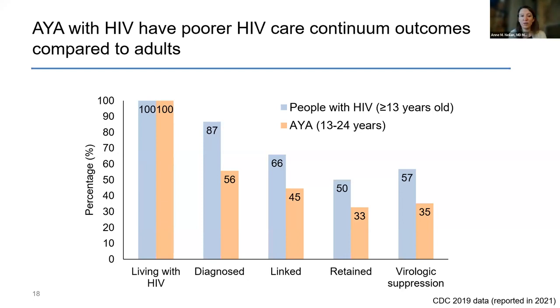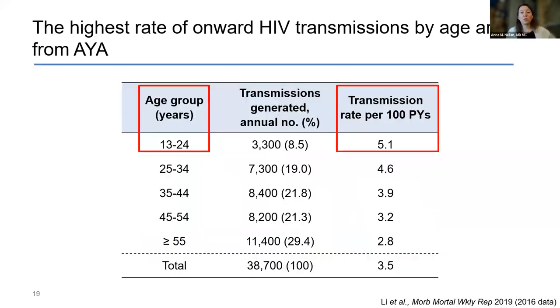Ultimately only 35% are virologically suppressed, if we consider a denominator of all those who have HIV. Those who are undiagnosed or who are not virologically suppressed miss opportunities for treatment and improved individual health, and also may contribute disproportionately to HIV transmission. In the US, the CDC estimated in 2019 that the highest rate of onward transmissions by age arises from adolescents and young adults with HIV, 5.1 per 100 person years.